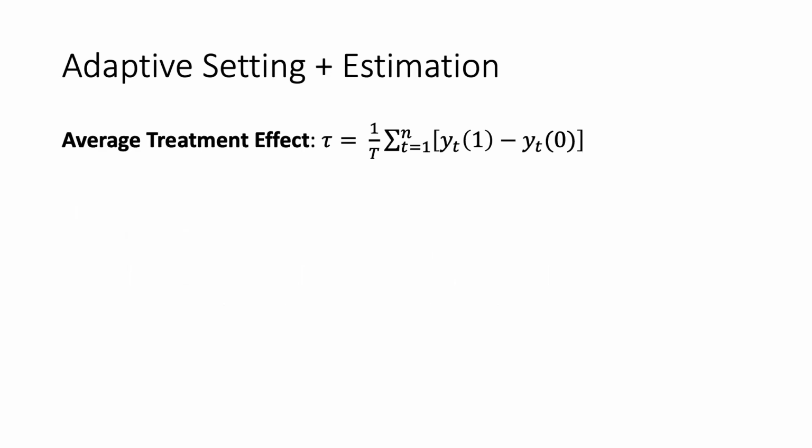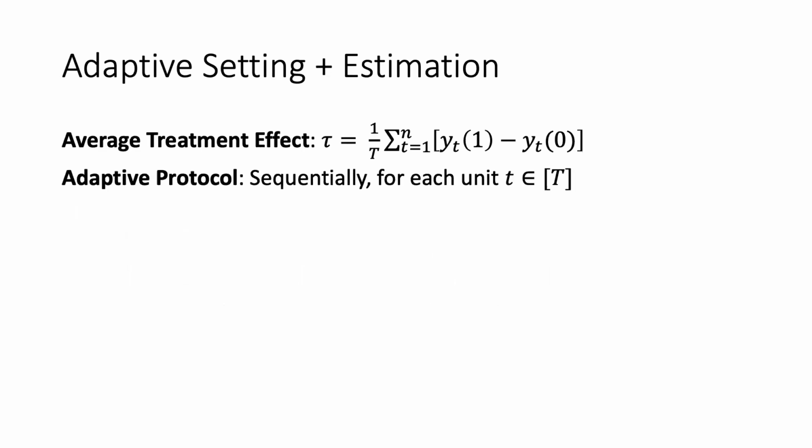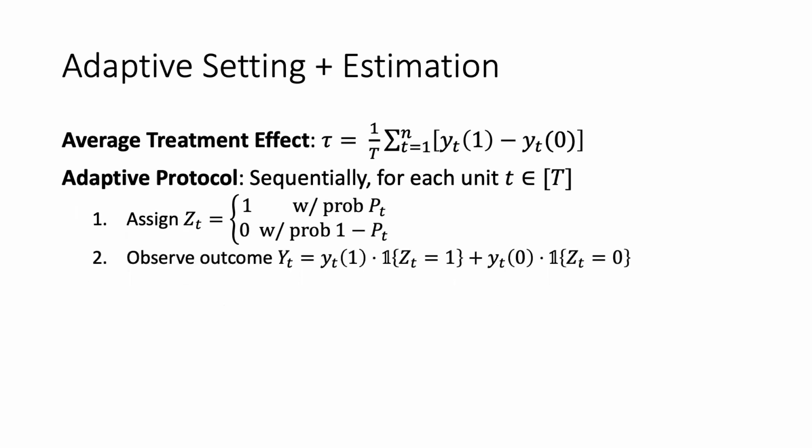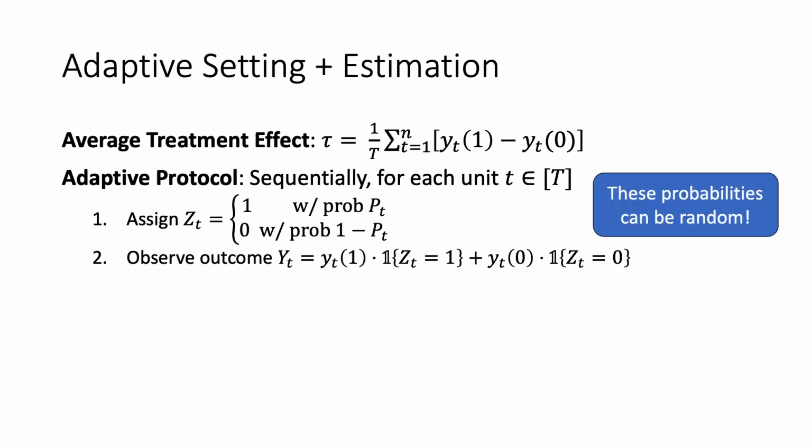But let me go ahead and get into the adaptive setting here and what estimation looks like in the adaptive setting. So again, we're looking at the average treatment effect. And the adaptive protocol is that for each unit, I will assign treatment with probability PT and control with probability 1 minus PT. And I'll observe that outcome, Y of T. But the catch now is that the probabilities can be random. These are just conditional probabilities here. They can depend on the data that I've observed in the past.